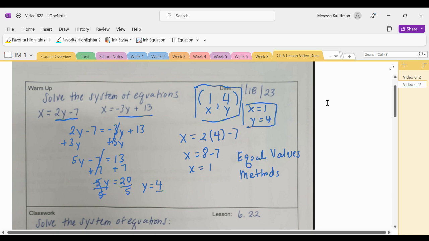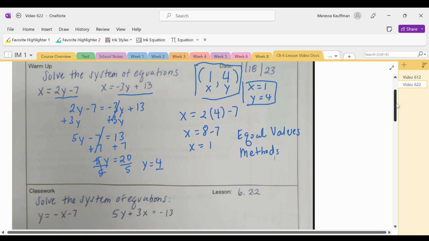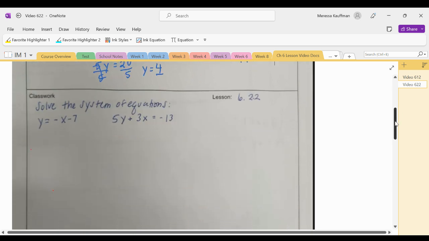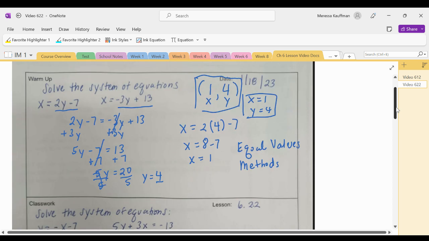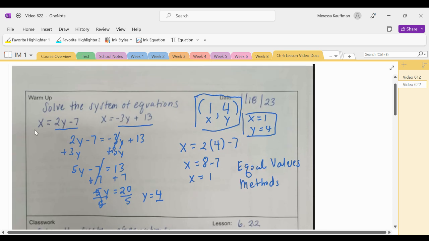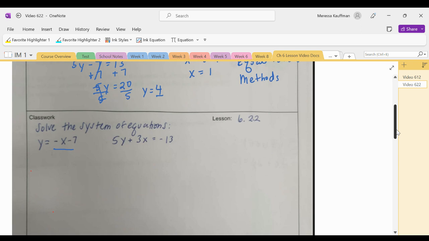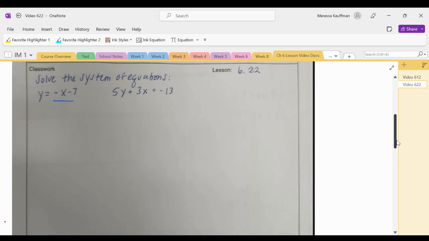All right, so let's move on to the next part of our lesson. This was our warm-up for today. Our lesson is, if I give you this system of equations, notice that I have a y equals on this side, but not on this side. In order to use the equal values method, I need to rewrite it so it says x or y equals something on both sides. So let's do that now.